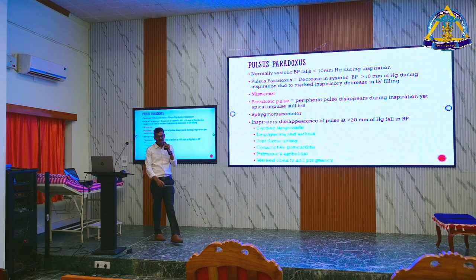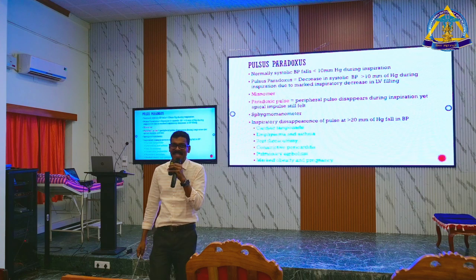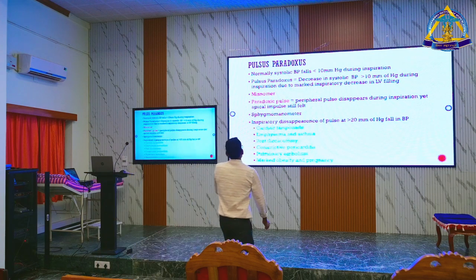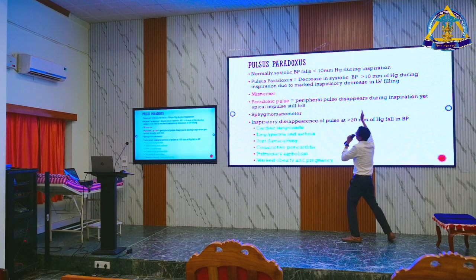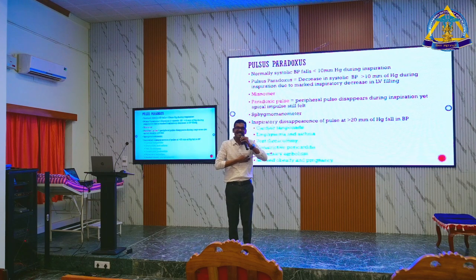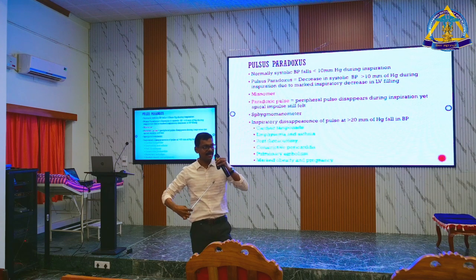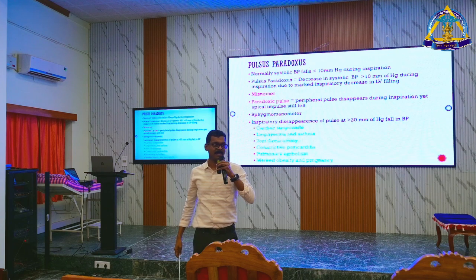So what is the paradox there? It's an exaggeration. You should have called it pulsus exaggerators, but it's not called that. What is the paradox? It's a paradoxic pulse. The peripheral pulse disappears during inspiration, yet the apical impulse is felt. You will feel the impulse there, suggesting that the heart is contracting. During inspiration the heart is contracting, but you feel an absent or diminished pulse. That is the paradox in pulsus paradoxes.